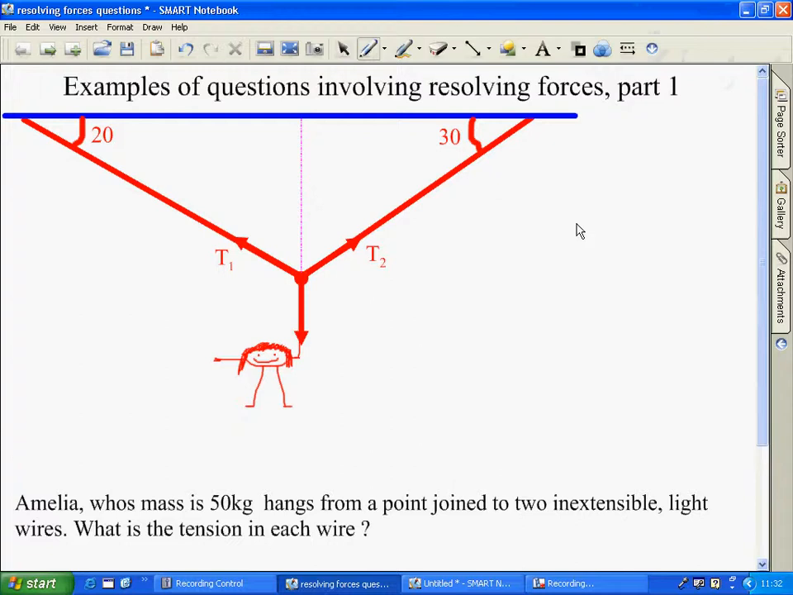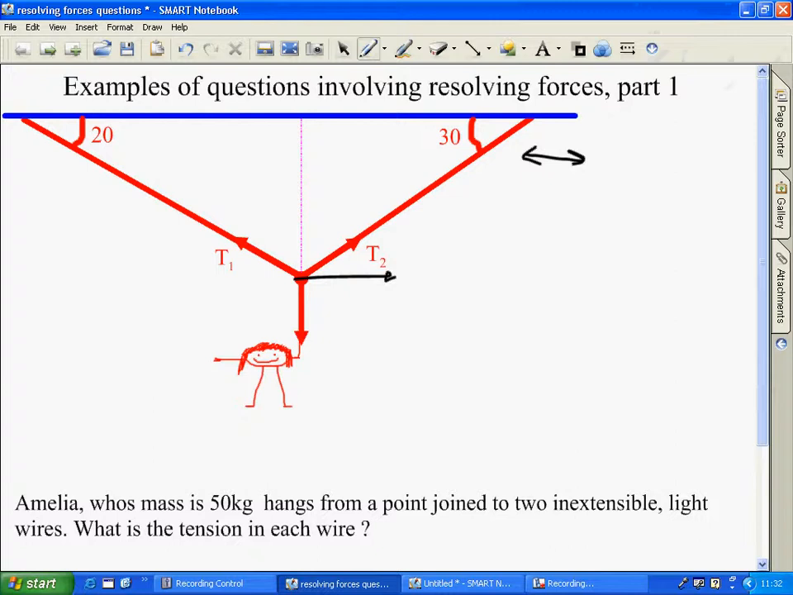So we assume equilibrium. That means that the forces vertically are equal and the forces horizontally are equal. So there's no resultant force here at all. So what we would look at doing is let's resolve horizontally.